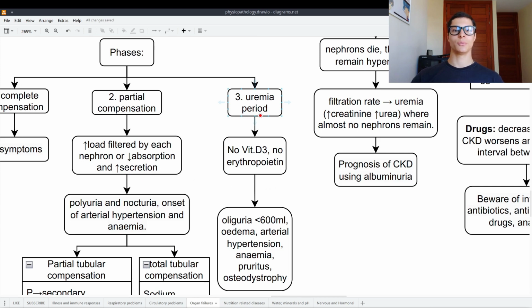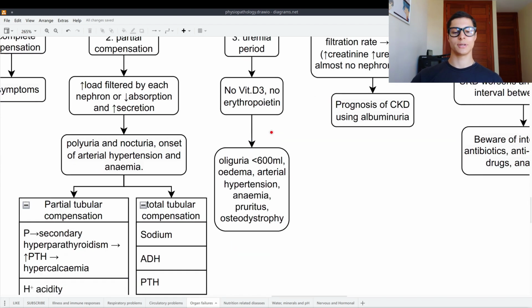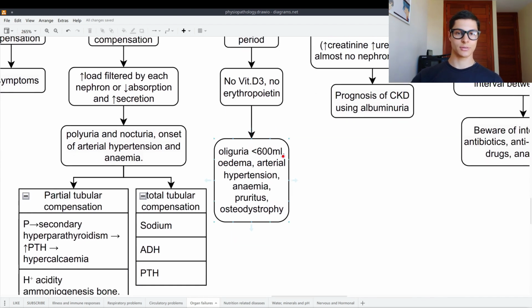And then we have the uremia period, when there is no vitamin D3 and no erythropoietin creation. There is oliguria, less than 600 milliliters, edemas, arterial hypertension, anemia, pruritus, and osteodystrophy.